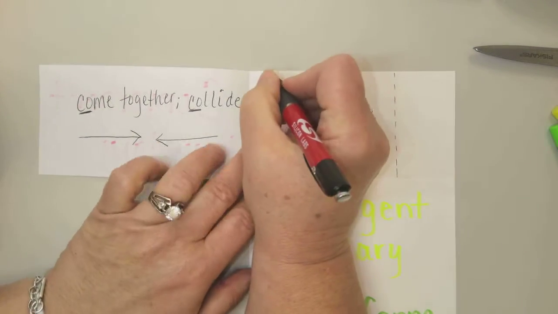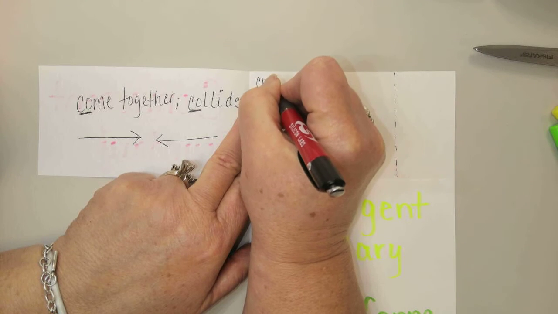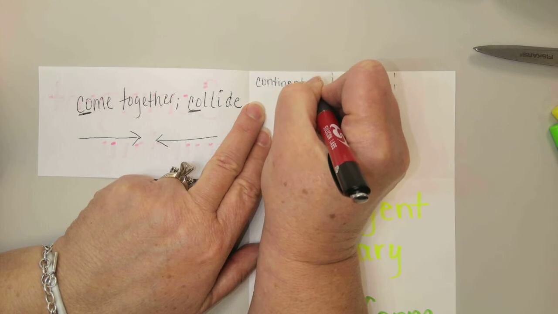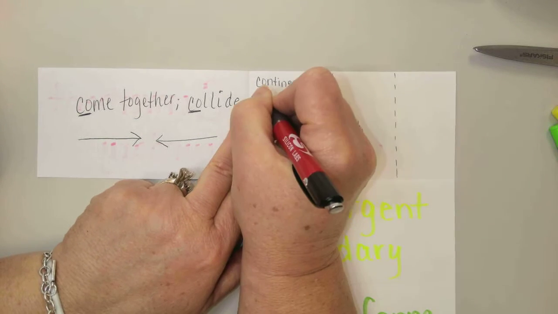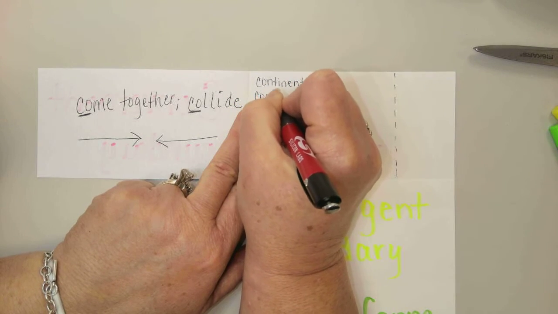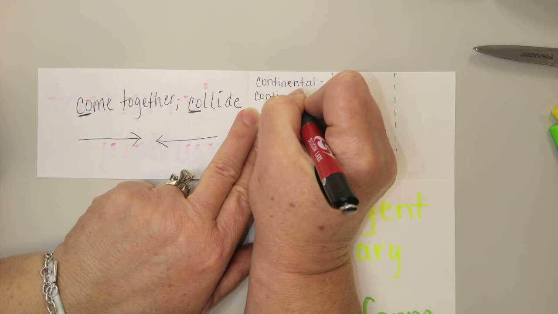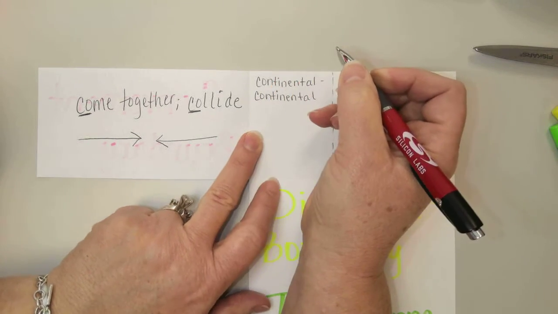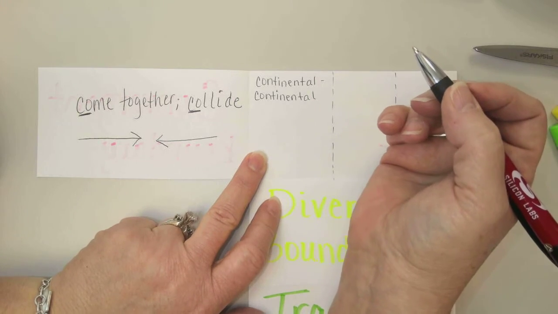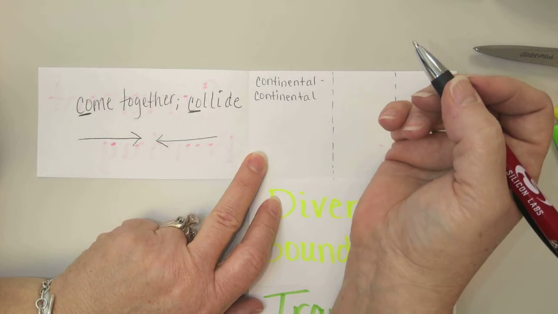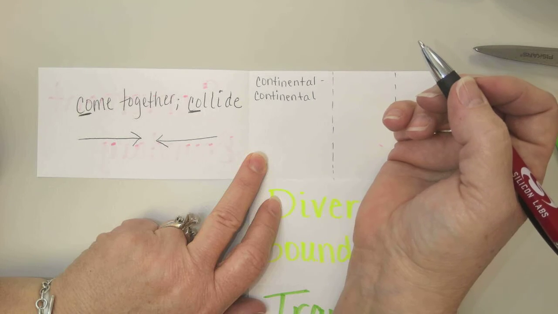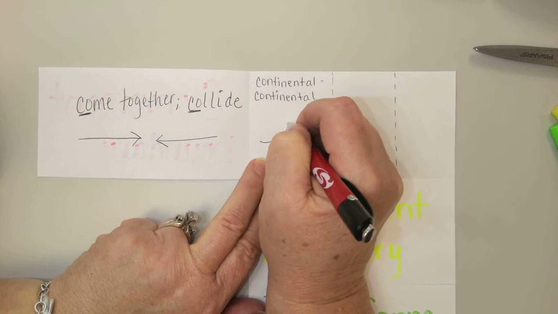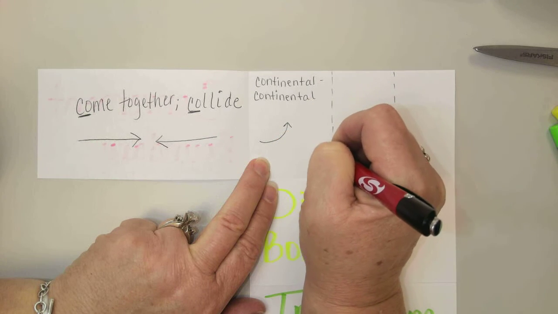The first one is going to be continental and continental, 2 continental plates. That would be like the African plate colliding with the Asian plate. And where we have this kind of collision taking place, we have mountains being created.